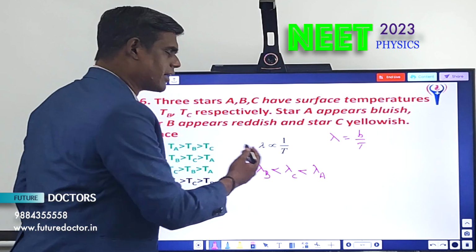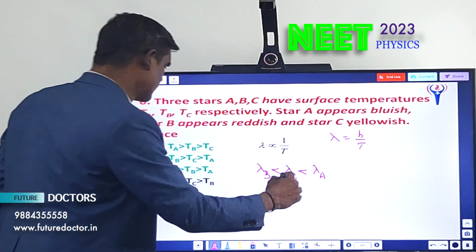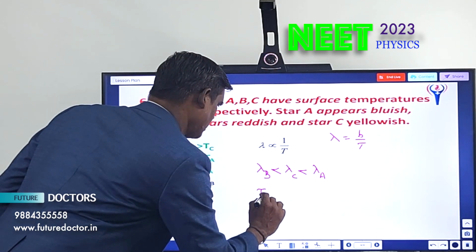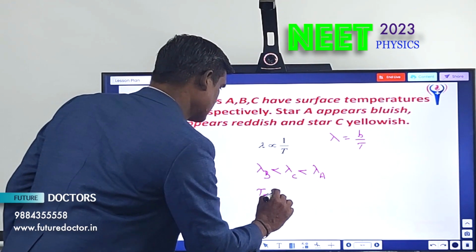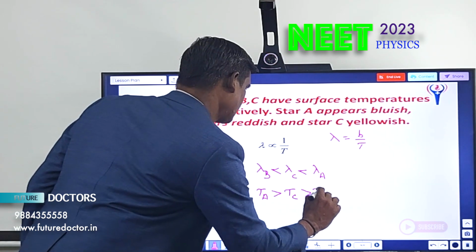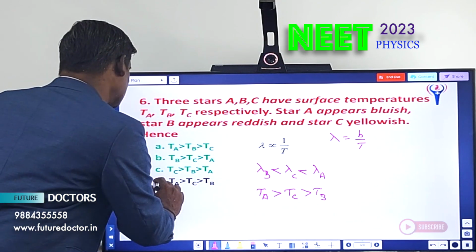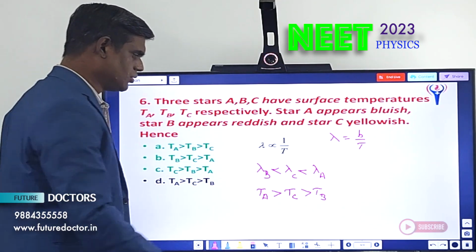And we said lambda is inversely proportional to T, so for temperature the order is reversed. That is TA is greater than TC is greater than TB. So option D is the correct answer. Let's move to the last question.